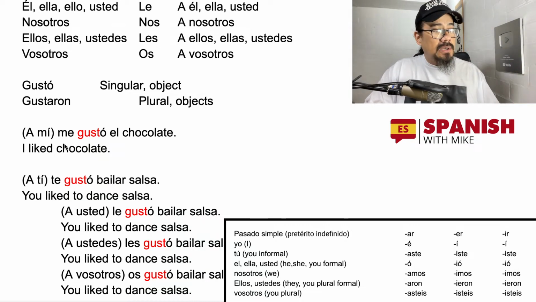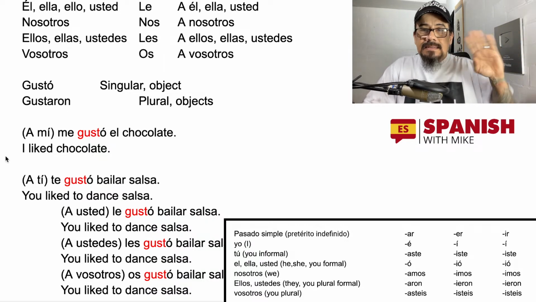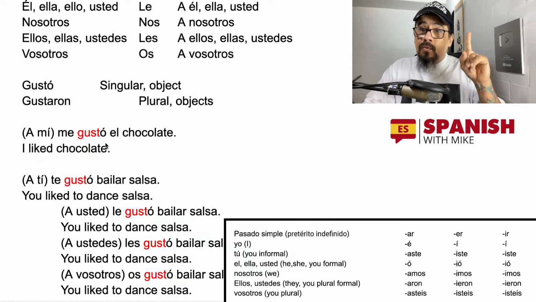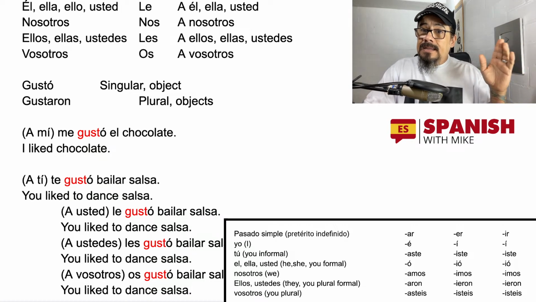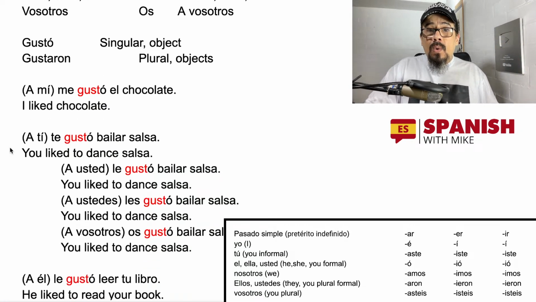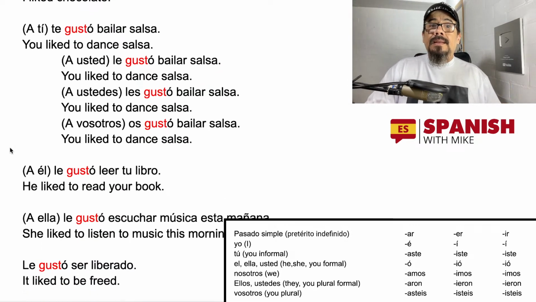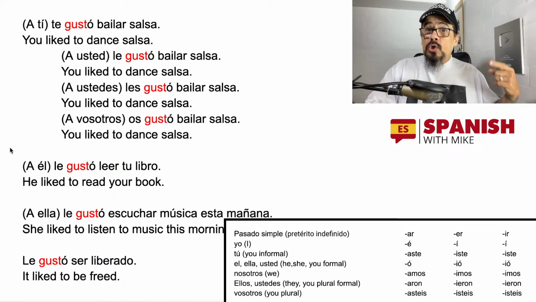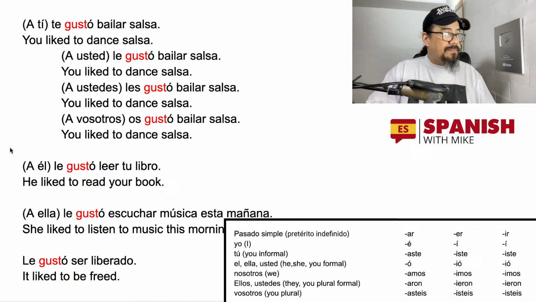Or more emphatic. If I want to make emphasis on that, a mí, but I don't have to. As long as I say me gustó, that's it. And gustó for singular or gustaron for plural, in the pretérito indefinido. So we have me gustó el chocolate. I like chocolate. A mí. Te gustó bailar salsa. You like to dance salsa. A ti. Singular, informal, close relationships.